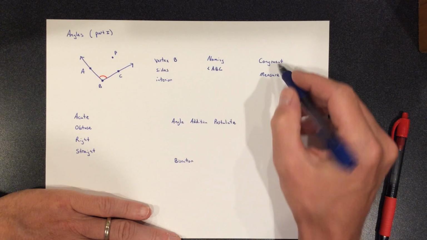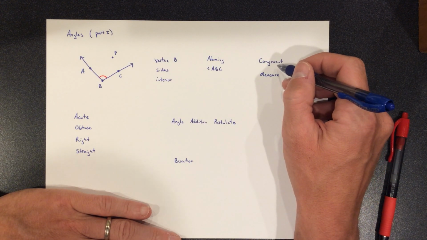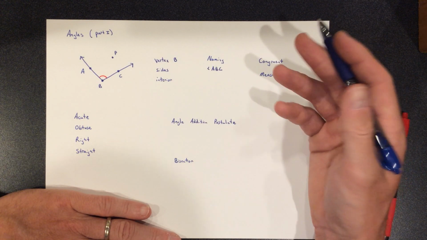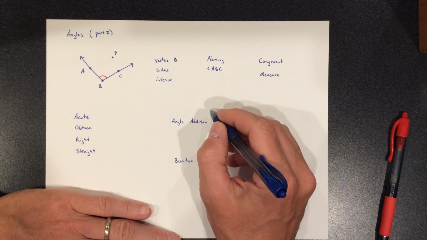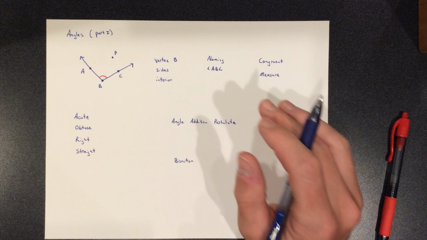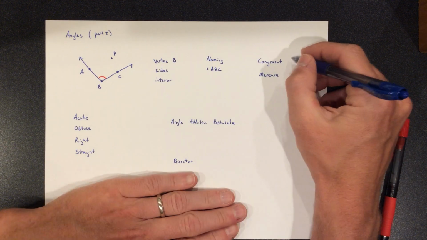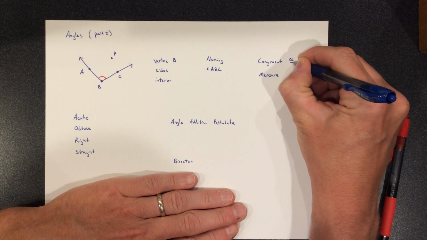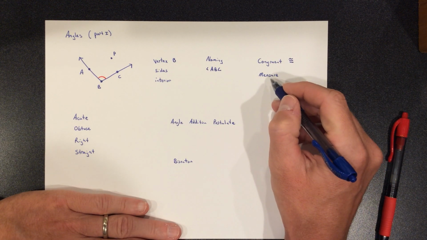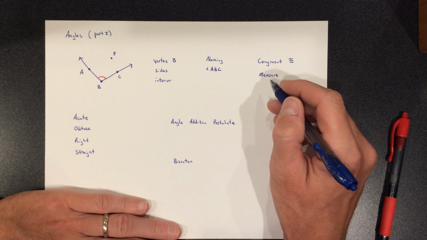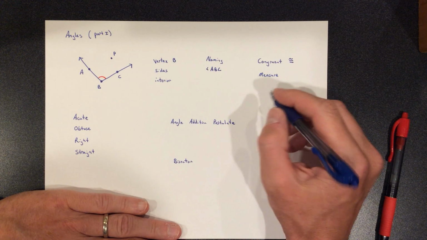Naming them is pretty easy. What does it mean for two angles to be congruent? Well, that means they're the same measure. So they're both 40 degrees. And again, the congruent symbol is the same for angles as it is for segments. Now we can start talking about how we measure those with a protractor.